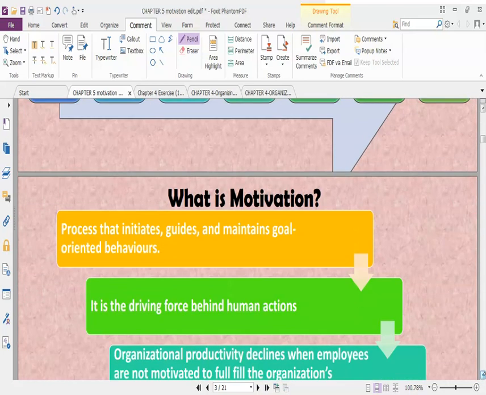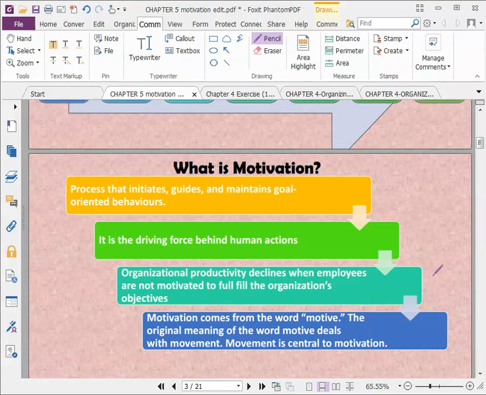Okay, so what is motivation actually? Motivation is the process that initiates, guides, and maintains goal-oriented behavior. So that is the process of motivation. It is the driving force behind human action. For example, who motivates you? What motivates you to continue your studies? What motivates you to take a diploma in business management, for example? Okay, that is the motivation, the driving force. Organizational productivity declines when employees are not motivated to fulfill the organization's objectives.